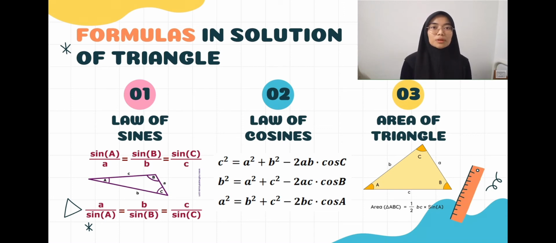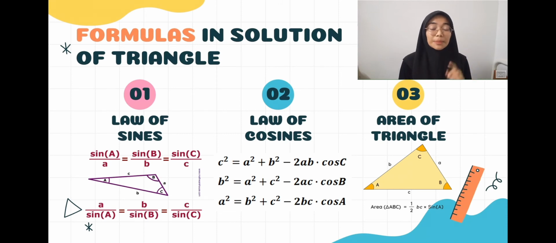Next, we also have the cosine rule, also known as the law of cosines. Its formula is c squared equal to a squared plus b squared minus 2 times a times b times cos of angle C. You may rearrange the formula accordingly. All these three formulas are actually the same. What makes them different is the type of angles and sides that you choose to insert into the formula.